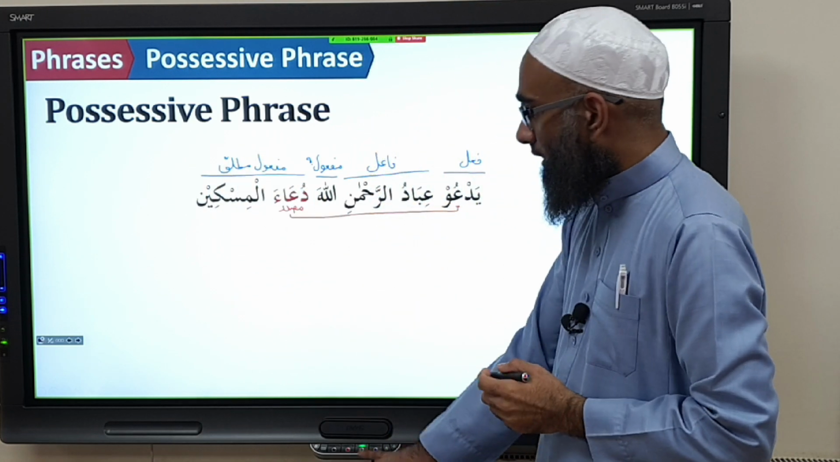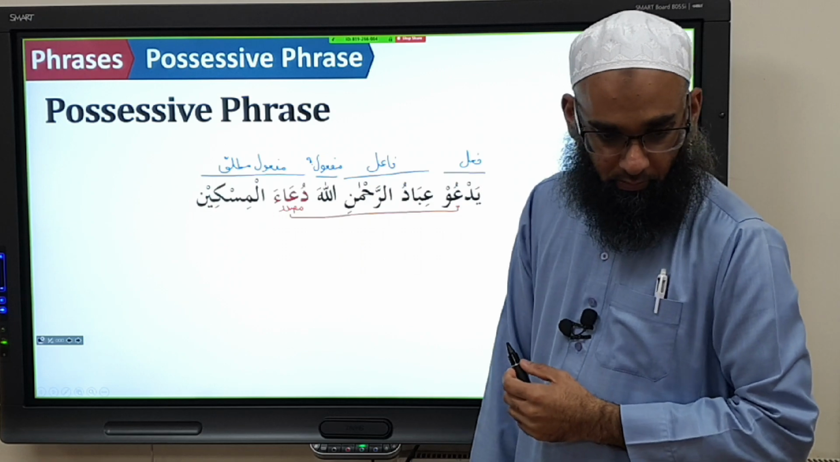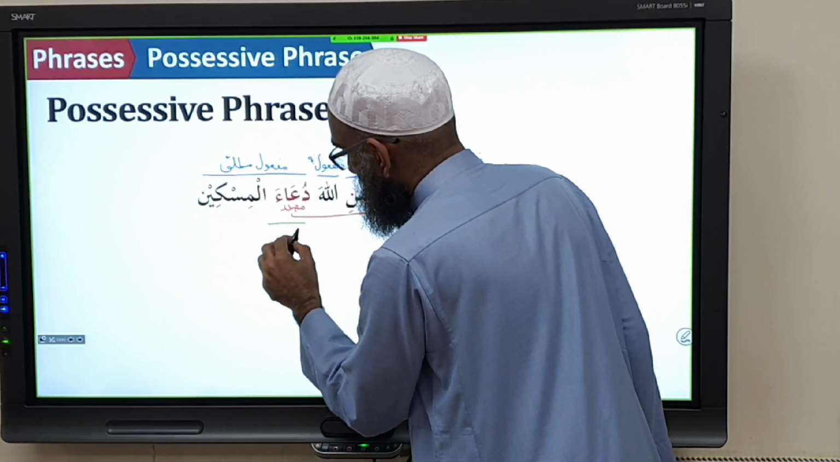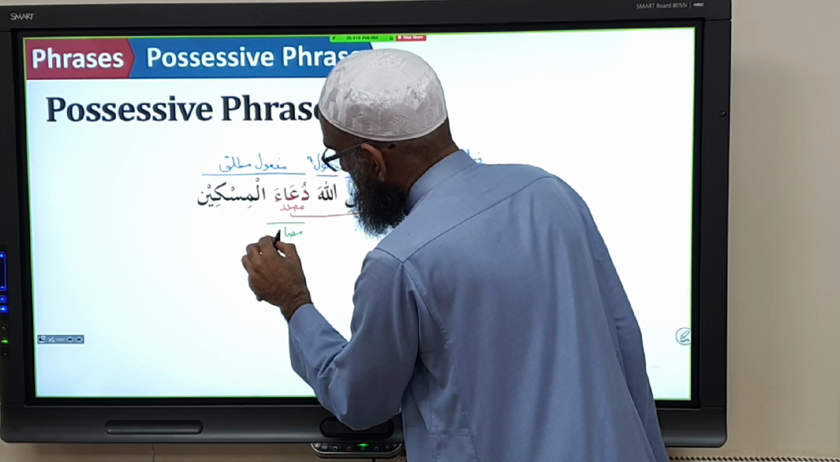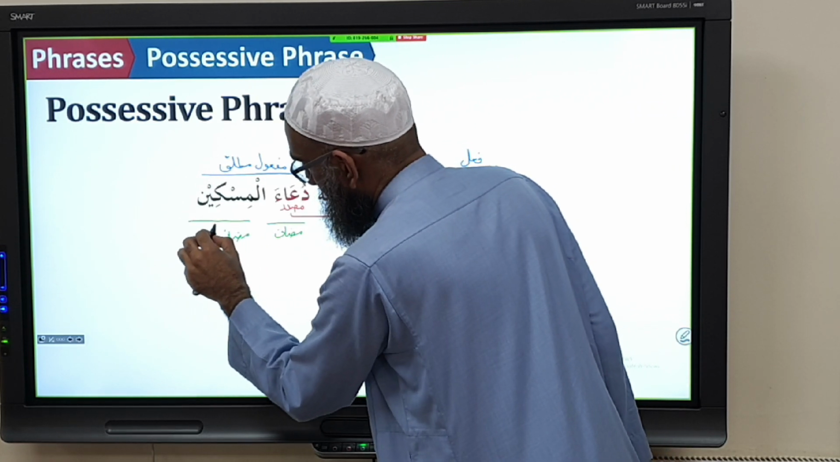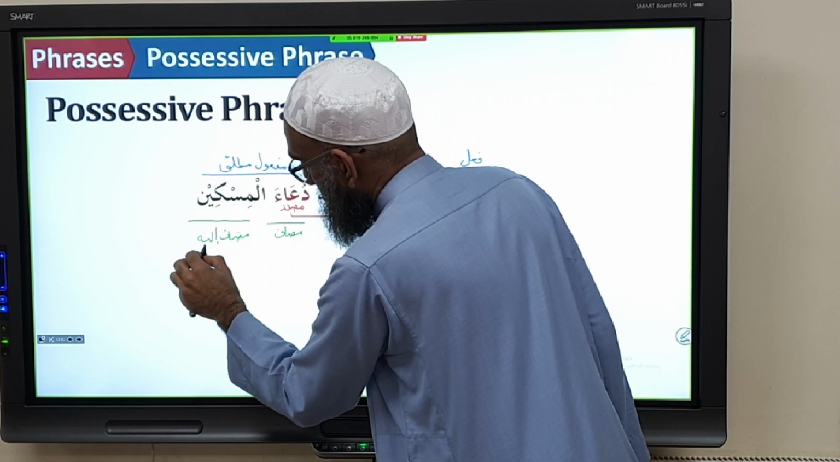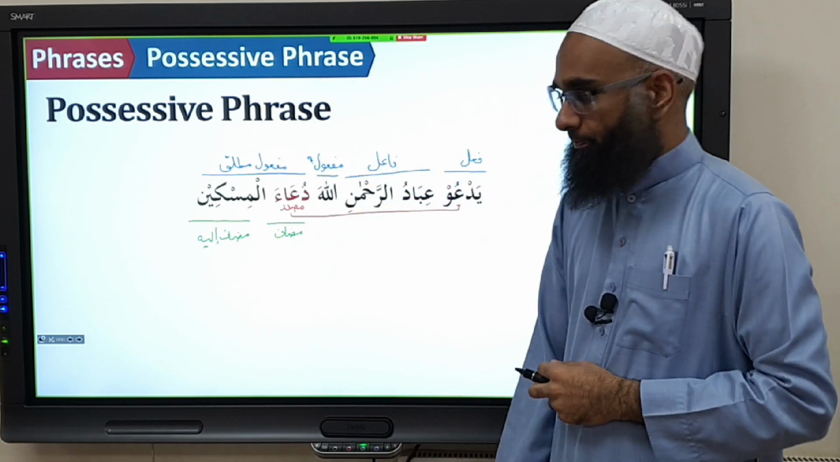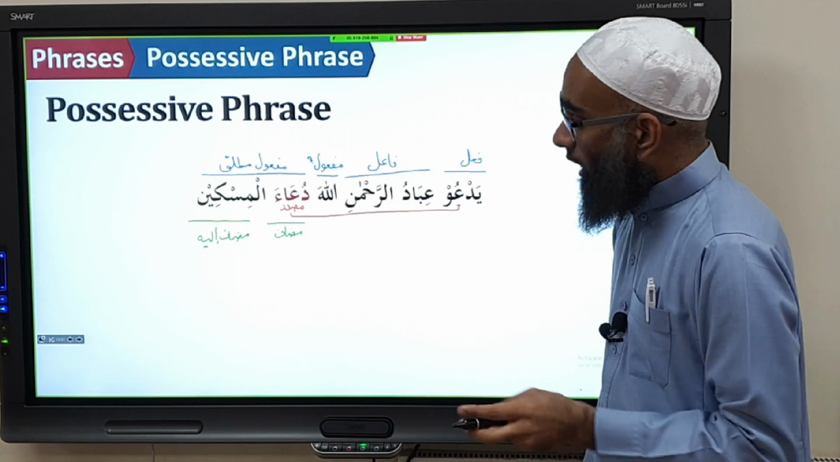What's the structure of the مفعول مطلق? مضاف مضاف إليه. So دعاء is مضاف. المسكين becomes مضاف إليه. Now we've got the structure in place. Yes? But how do we translate this?